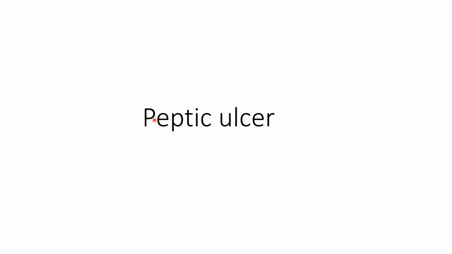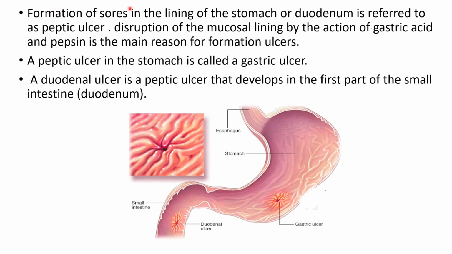Today, let us discuss peptic ulcers. Formation of sores in the lining of the stomach or duodenum is referred to as peptic ulcer. Disruption of the mucosal lining by the action of gastric acid and pepsin is the main reason for the formation of ulcers. Peptic ulcer in the stomach is known as gastric ulcer. Peptic ulcer that develops in the first part of the small intestine is known as duodenal ulcer.